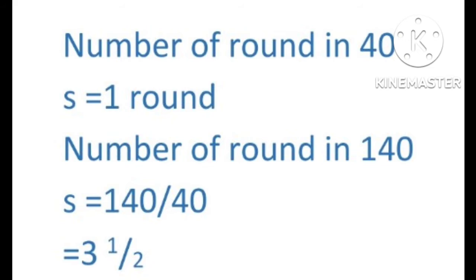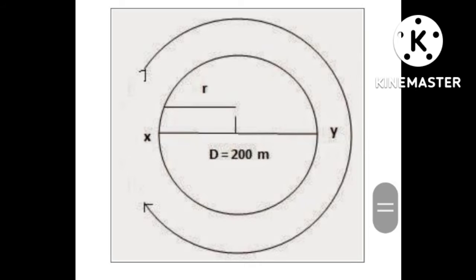The athlete moves one round in 40 seconds. So in 140 seconds, how many rounds can he take? That will be 140 by 40, that is 3.5. Now look at the diagram. Suppose the athlete travels from X and he is completing 3 rounds. After 3.5 rounds, the athlete will be at the position Y.